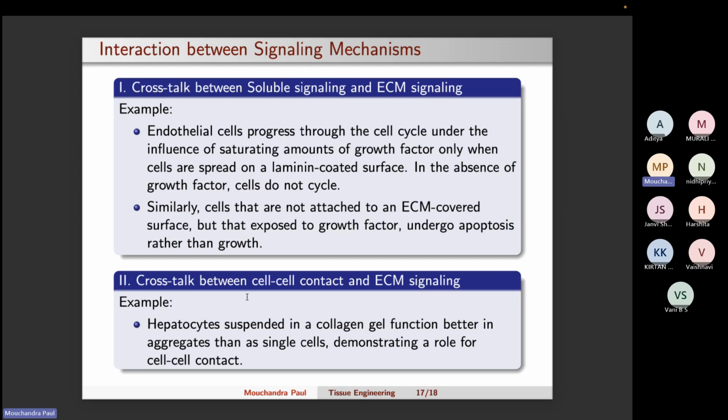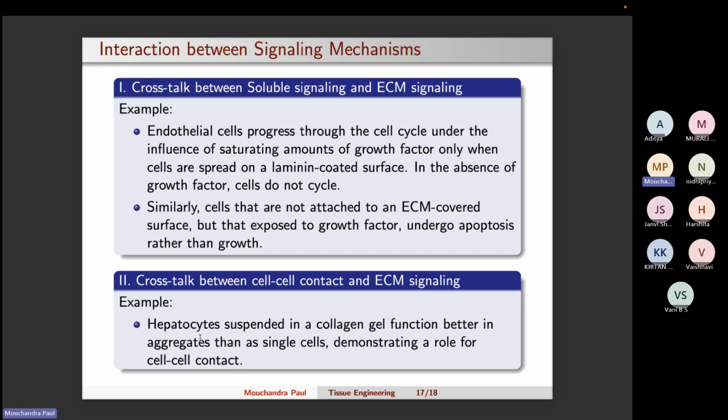Then there can be crosstalk between cell-cell contact and the ECM signaling. In case of hepatocytes, this example is for hepatocytes. The previous example was for endothelial cells. So the hepatocytes, when they are suspended in a collagen gel, the ECM component here is the collagen.